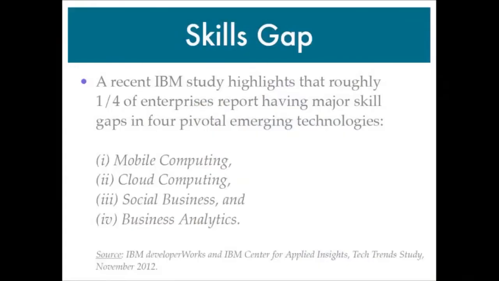This is from the IBM developerWorks Tech Trends study, done in November 2012. The study highlights that roughly a quarter of enterprises say they have a skills gap in these major upcoming technologies: mobile computing, cloud computing, social business, and business analytics. These are the four main technology areas that IBM is trying to pioneer, or has been a pioneer in, and also wants to drive the evolution of. And the study is saying there's a skills gap.